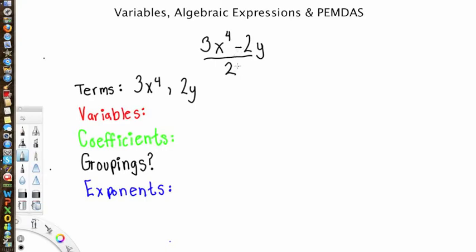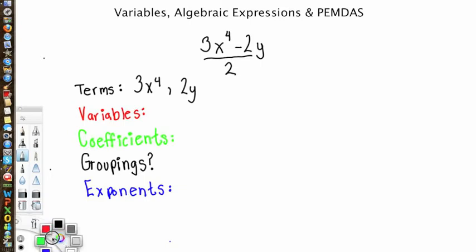that are separated in an expression by addition or subtraction. Now some of you might want to say, well, what about 2? Isn't 2 a term? Well, if it was in this expression and it was separated by addition or subtraction, yes. But when we take a look at this, there's a fraction bar here. So that's division. So we can't say that 2 is a term in this expression.